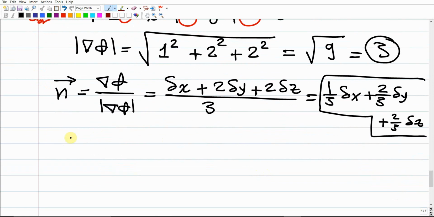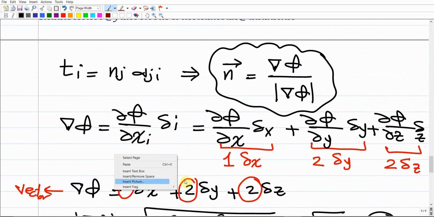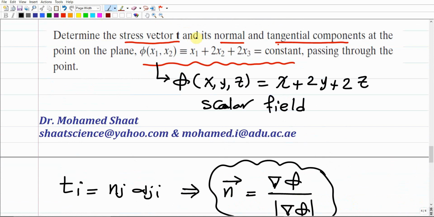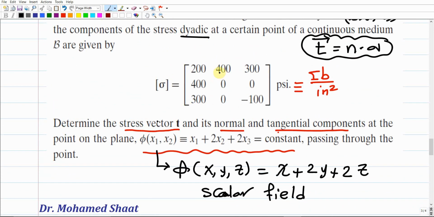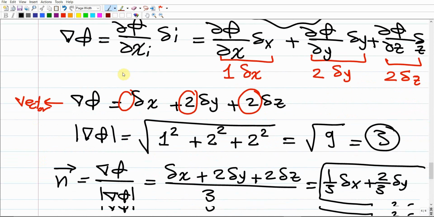So this is going to give us the normal vector, and we can conclude that nx, the x component of this normal vector, is going to be definitely 1/3. And the y component of this vector is going to be 2/3, and the z component of this normal vector is going to be also 2/3. Make sense? Then also, we already got the normal component, because to calculate Ti, we should have the components of the stress tensor, which is already given to us. All the components, we already have them here. But the thing that was missing is only the normal component, the nx and ny and nz, and this is what we derived here.